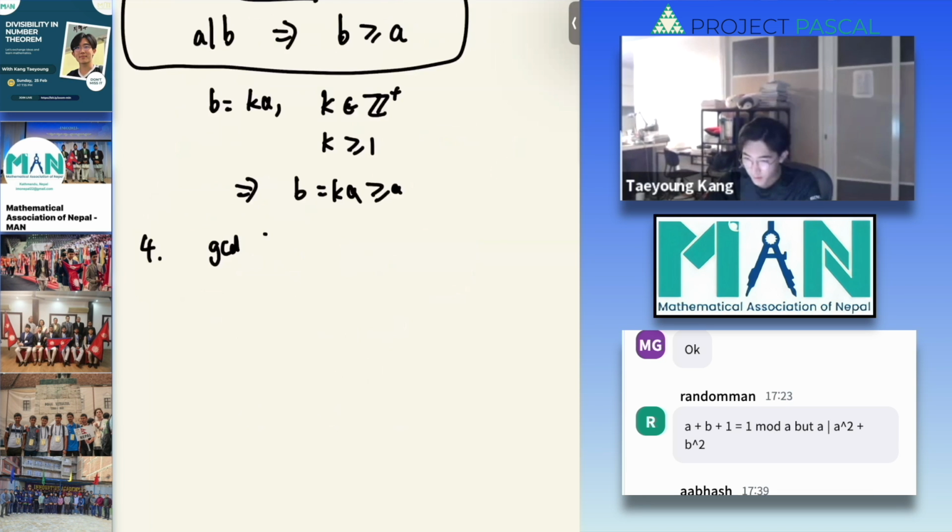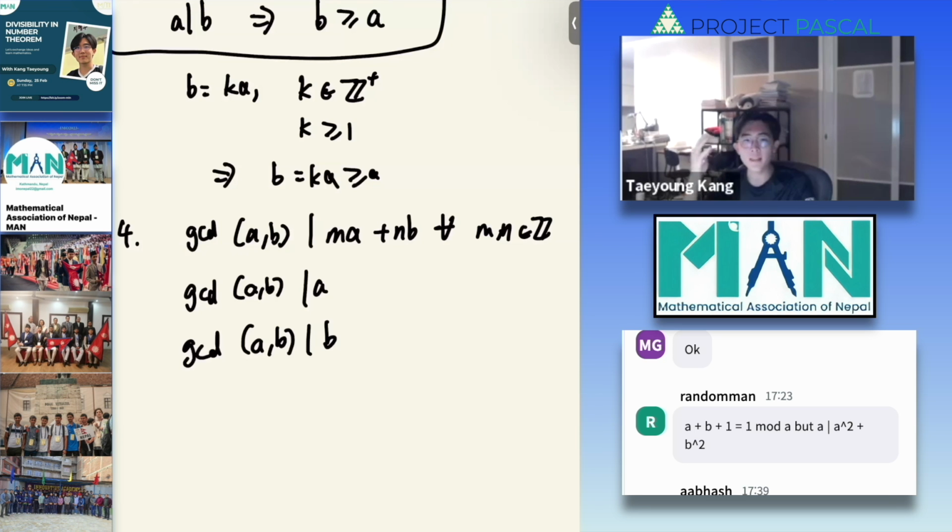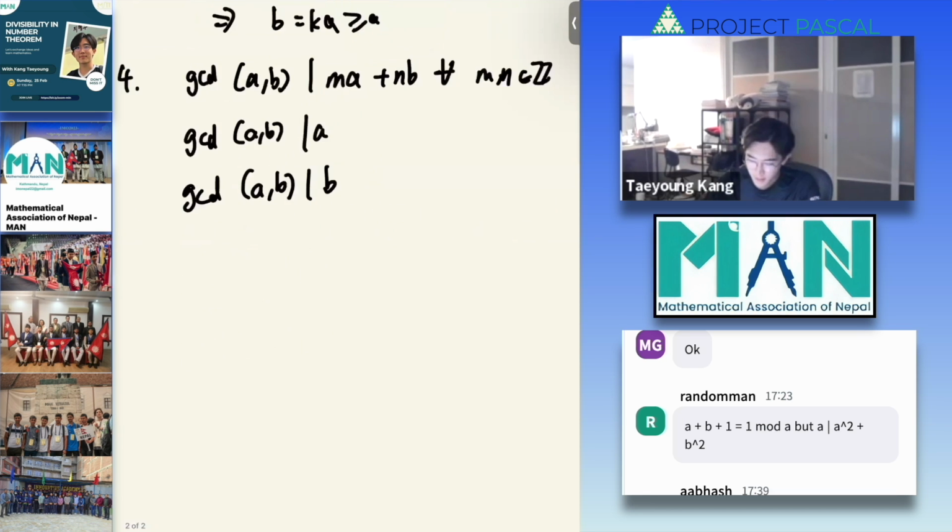GCD of a, b divides ma plus nb for all integers m, n. This is true because GCD of a, b divides a, and the GCD of a, b divides b. So any linear combination of a and b will be divisible by the GCD of a and b. Just in case you don't know what GCD is, it is the greatest common divisor.